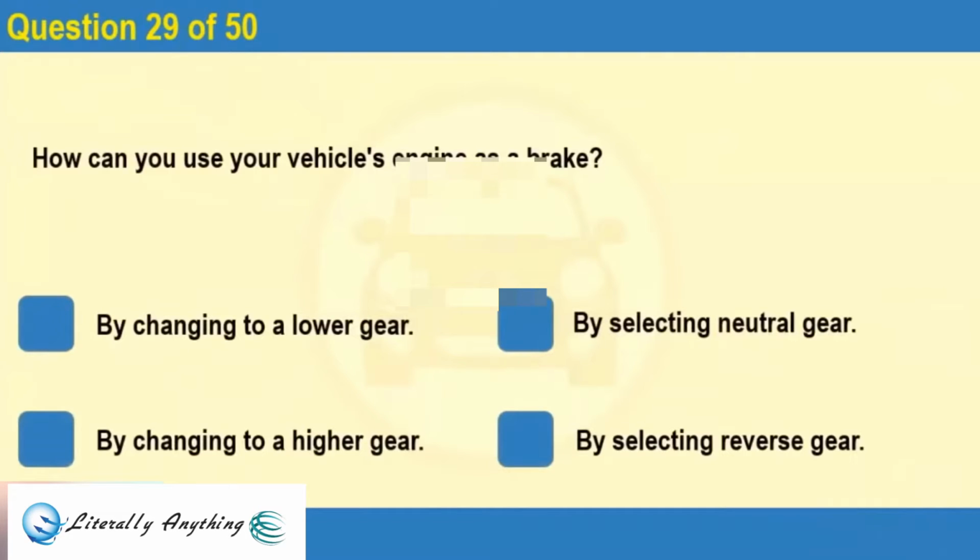How can you use your vehicle's engine as a brake? 1. By changing to a lower gear. 2. By selecting neutral gear. 3. By changing to a higher gear. 4. By selecting reverse gear.